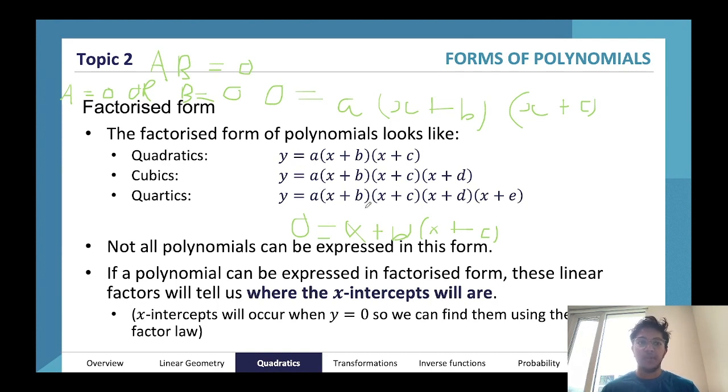It doesn't even have to be two numbers. Any 3 numbers, any 4 numbers multiplying to 0, one of those numbers has to be equal to 0. So that's what we're using here. So what we can say is either x plus b is equal to 0, or x plus c is equal to 0. And then from here, we can solve for x. So our x-intercepts in the quadratic case would be x is equal to minus b, and x is equal to minus c. All right, so hopefully that makes sense for everyone.